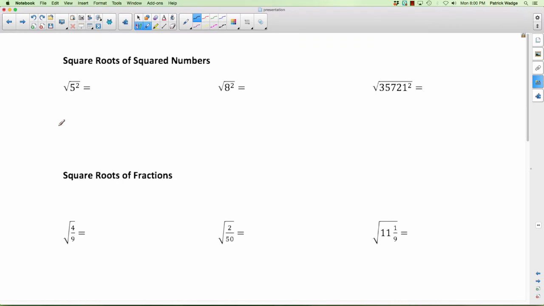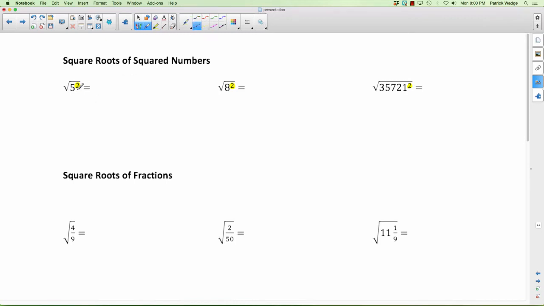Now, we're going to look at some different situations here. The first one is square roots of squared numbers. Sounds confusing, but what I mean is if you look at these three questions here, I have a squared bit right here. See, it's 5 squared and then square root. 8 squared and then square root. 35,721 squared and then square root. Ooh, that's going to be a tough one, isn't it? No, it's not. You'll see. If you get this, you'll see it's not hard.